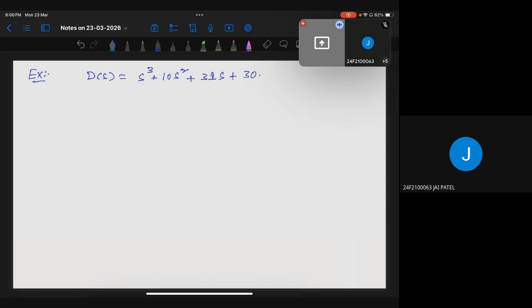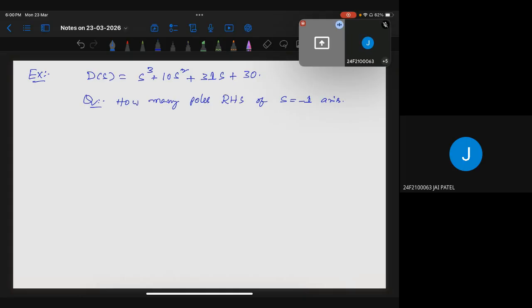Okay. Now we wanted to see how many poles are located in the RHS of the S equals -1 axis. Is the question clear?